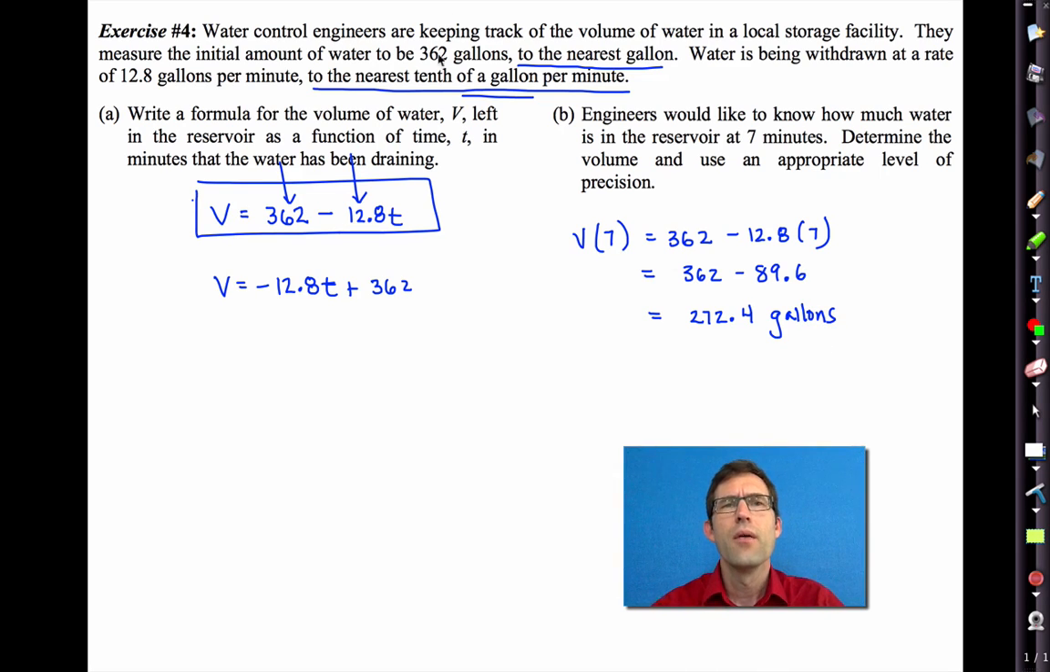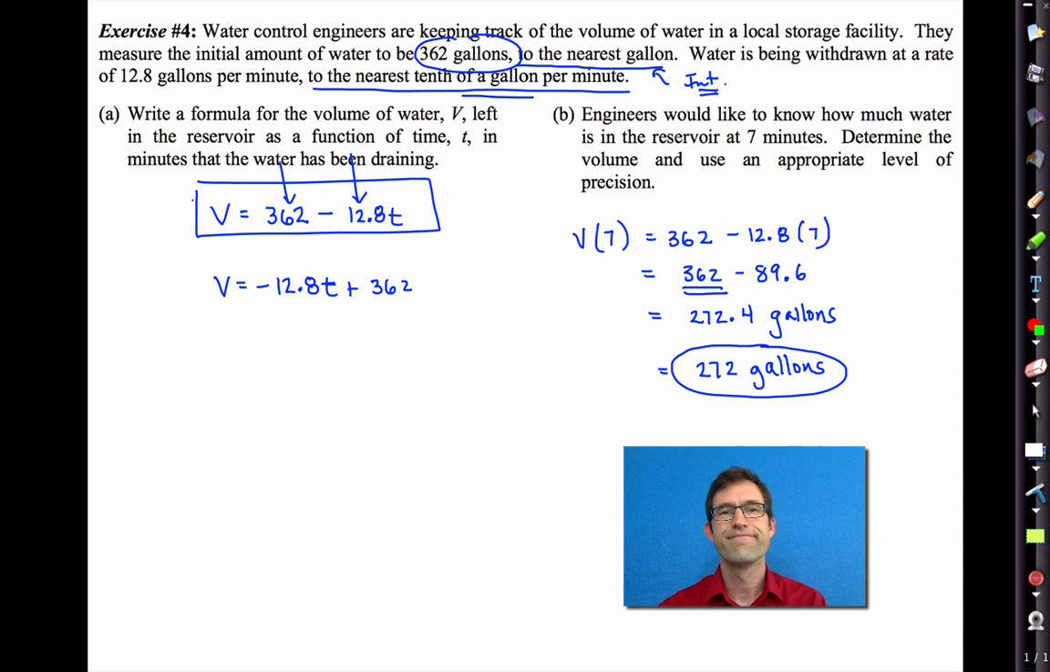Now, is that what we want to leave it to? Well, we had two things rounded here. The initial volume, which was rounded to the nearest integer, no decimal places, and the rate, which was rounded to the nearest tenth. So do we leave it to the nearest tenth, or do we go to the nearest integer? Well, remember, the general rule of thumb is that we should round our final answer to the level of accuracy or the level of precision of the least precise input. And the least precise input is this guy. So we should round to the nearest integer, 272 gallons.